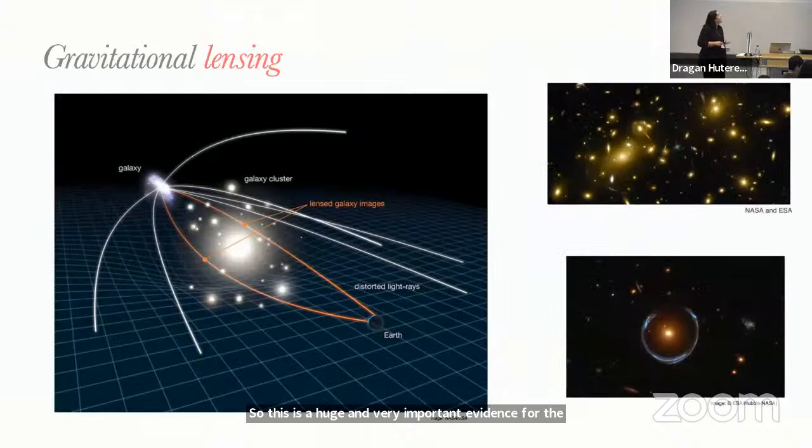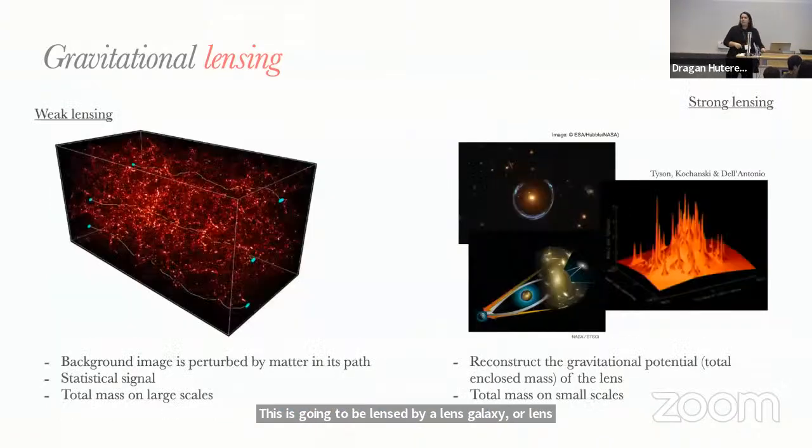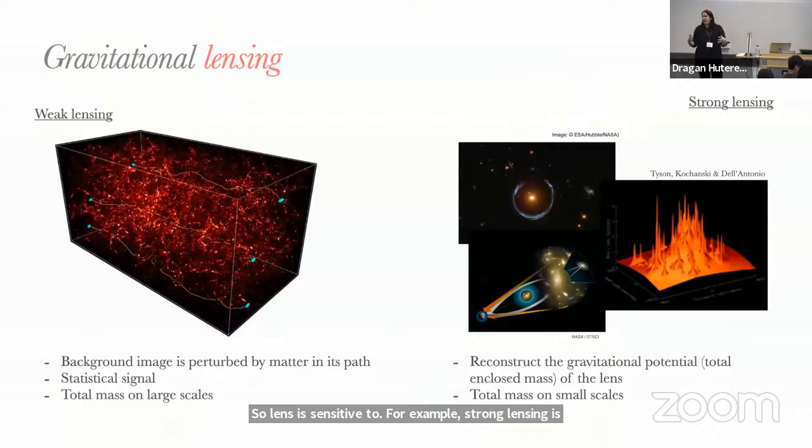The other evidence is lensing. As you have been learning about lensing, I'm not going to talk much about it. Whatever image you have of your galaxy, I'm showing strong lensing, is going to be lensed by a lens galaxy or a lens cluster that you have in the middle of the way. Lensing, for example strong lensing, which is very easy to see, is sensitive to the entire amount of matter in that system. So what is being measured is the total amount of matter, not the amount of visible matter. Lensing is capable of telling us the total amount of matter, and we see that there's something missing, but I'm going to leave this to another day.